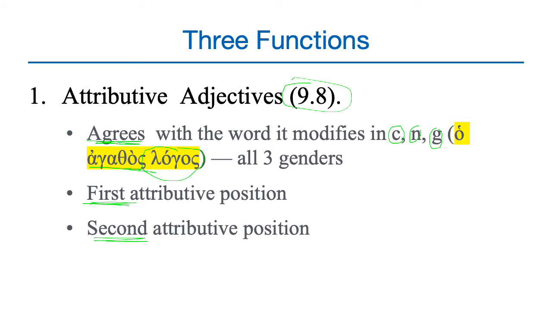First attributive position means when the adjective comes before the word it is modifying. The second attributive position means the adjective comes after the word it is modifying. Keep that in mind. Now let's look at the second use of the adjective.